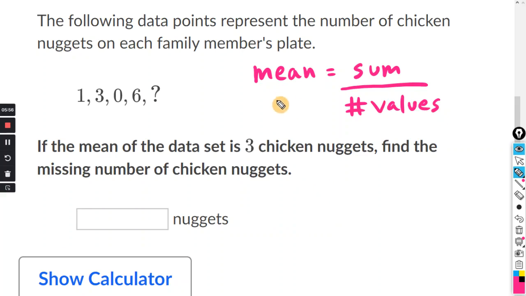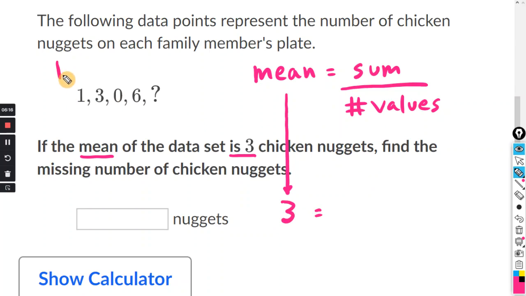So the mean is always given on this exercise. It says the mean is 3. So in place of mean, I'm going to plug in 3. So the mean is going to equal 3. And the sum, we have to add these values.